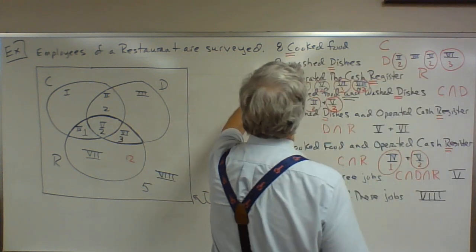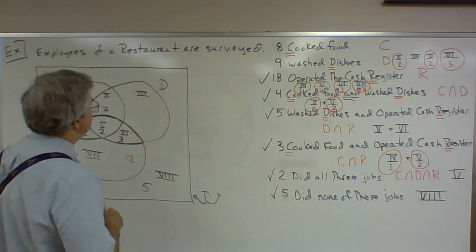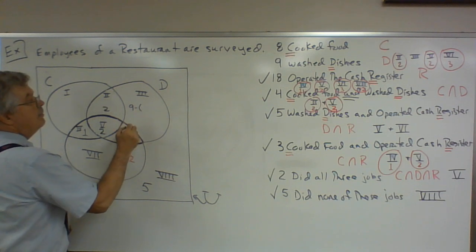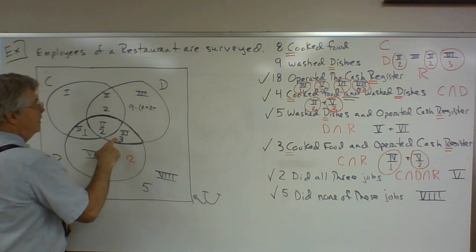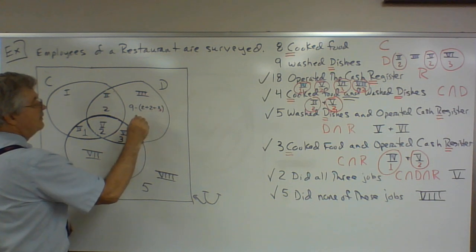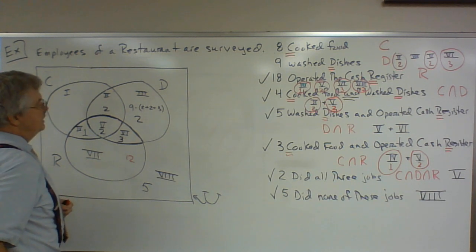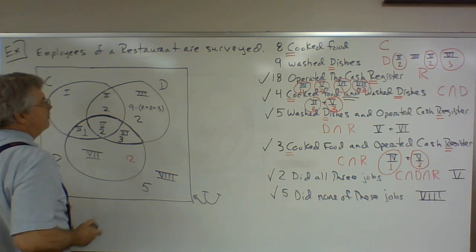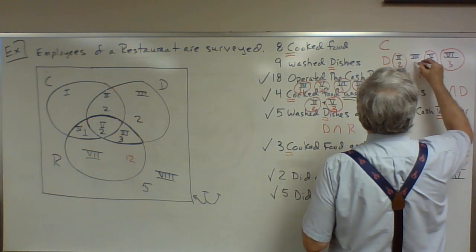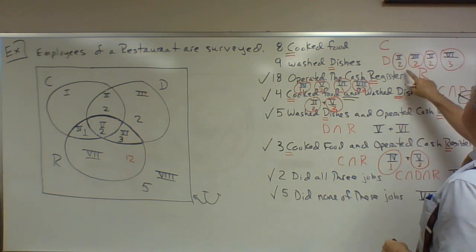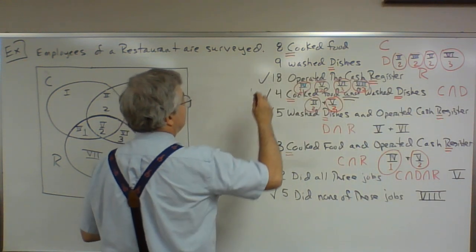But all total, there are 9 people in this D circle. So we're looking at 9 people total, minus those in region 2, minus those in region 5, minus those in region 6, that's 4 plus 3 is 7, so 2 people have to be in region 3. Let's see if it works. 2 plus 2 plus 2 is 6 plus 3 is 9. It works. Okay.